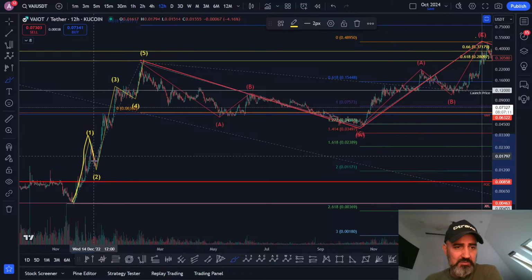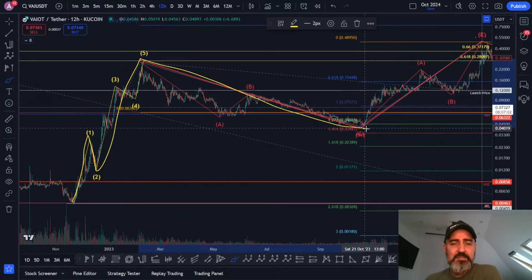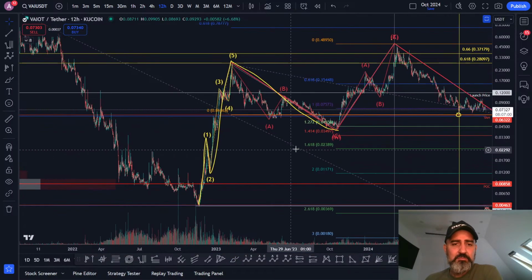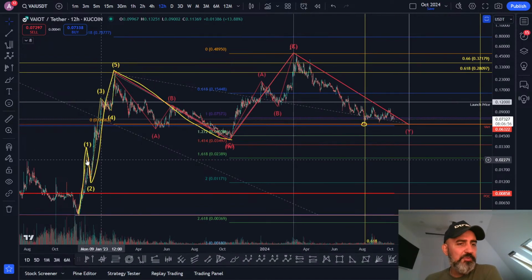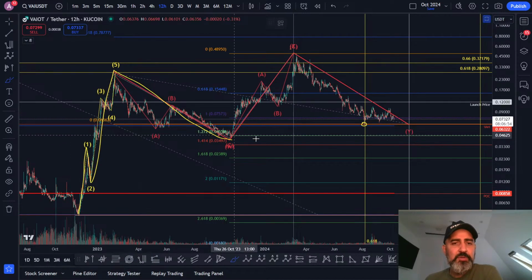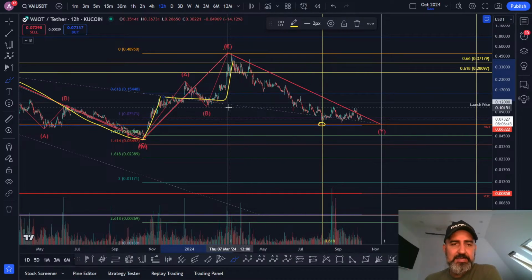1, 2. That's the 3. And the 4 is all the way down to there. That's what I initially thought. I initially thought that because you come back to test the 1. 1, 2. There's no 5 waves there. That's like ABC, isn't it?